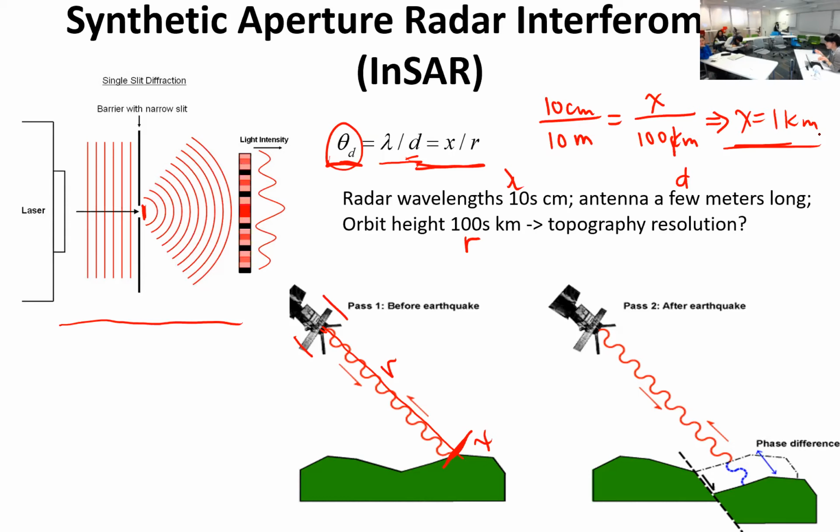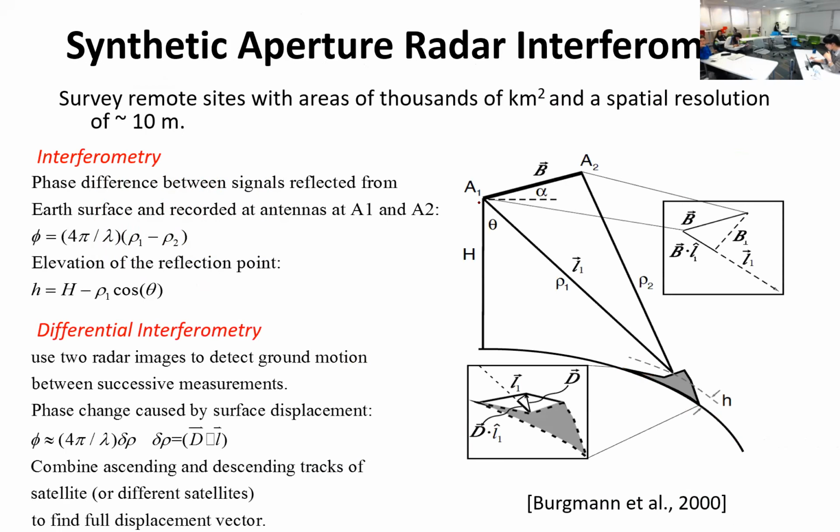But the trick here is that you don't have to just rely on the length of the antenna itself. You can allow the satellite to fly over some distance. So you could have a satellite at position A1 and at position A2 at a different time, and the difference between A1 and A2 is a vector we call the baseline vector. This baseline vector can be as big as a few kilometers. So you're artificially creating a much longer antenna so that you can reduce your resolution down to tens of meters. That's really the trick of InSAR, to get the baseline vector to work for the observation.